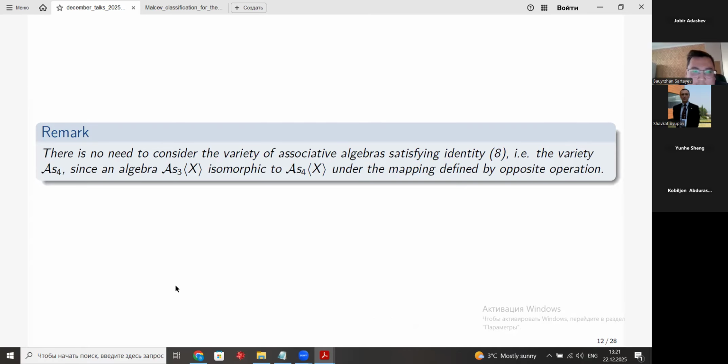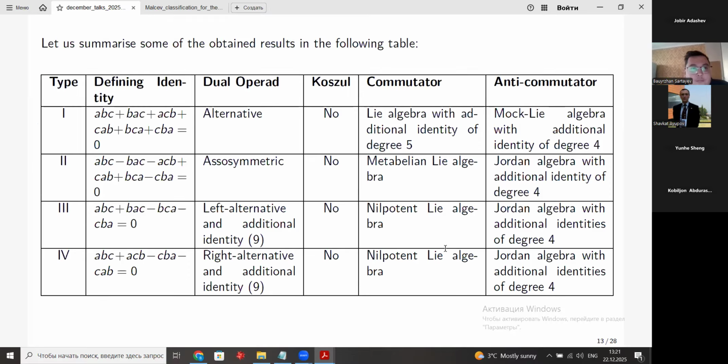That's a remark that I made before. There is no need to consider the variety of associative algebras satisfying 8, because it means that it is the algebra of the fourth type. Since the free algebra of the third type is isomorphic to the first type, and the remark defines the opposite operation. Now, let us summarize all the given results.